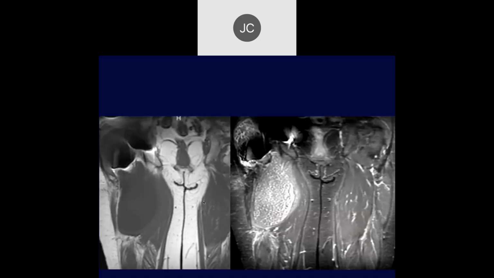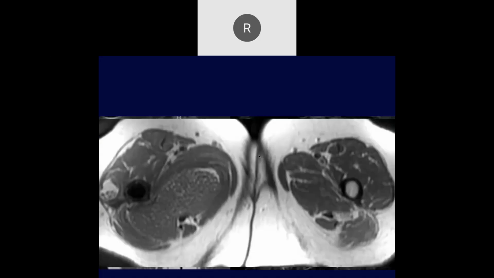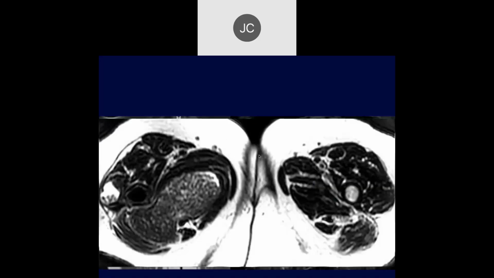Robert. All right, looking at that right hip, looks like there's a fluid collection containing a lot of debris, synovial debris basically. There's hip arthroplasty there. Here are the axial images. Looks similar. A lot of synovitis and synovial debris.